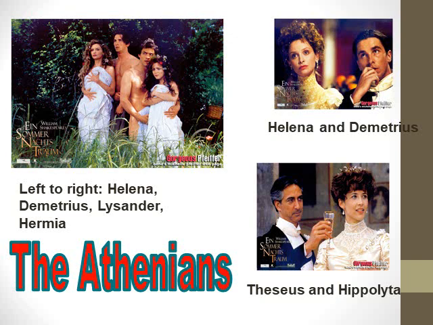Now let me show you some of the pictures that are shown in the movie. These probably can help you to visualize those characters. From left to right, Helena, Demetrius, Lysander, and Hermia. On the left side of the picture, you see Helena and Demetrius. Down in that picture, you see Theseus and Hippolyta, the Athenians.